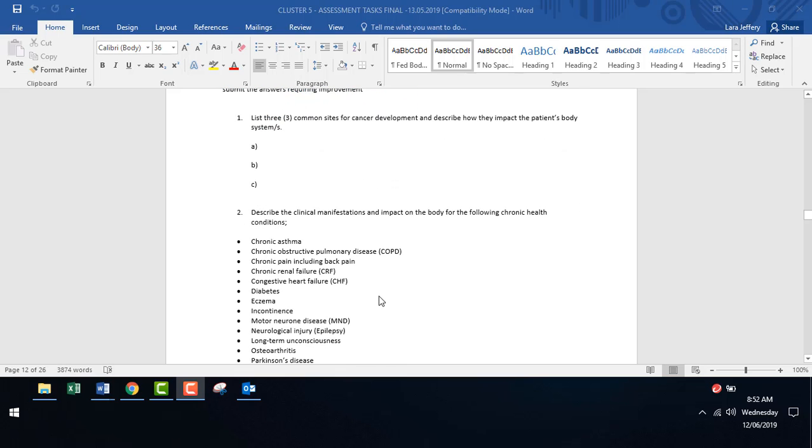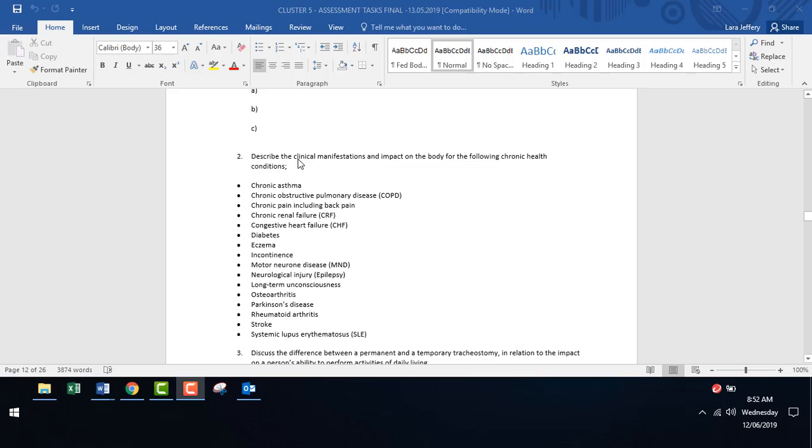Okay. Question 2, describe the clinical manifestations and impact on the body for the following chronic health conditions. So you've got chronic asthma. Clinical manifestations is essentially signs and symptoms, and then we want you to tell us how those signs and symptoms impact the body. So you've got sort of 2 parts to it. So the first part, chronic asthma, what are the signs and symptoms, and then tell us the impact on the body. Okay, and that's for all of these chronic diseases.